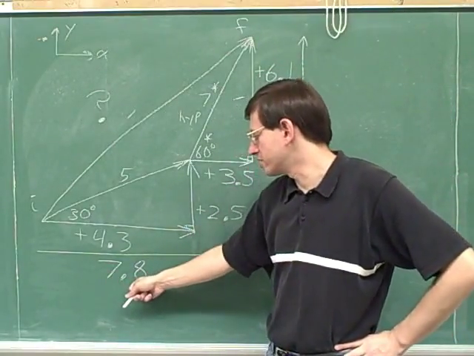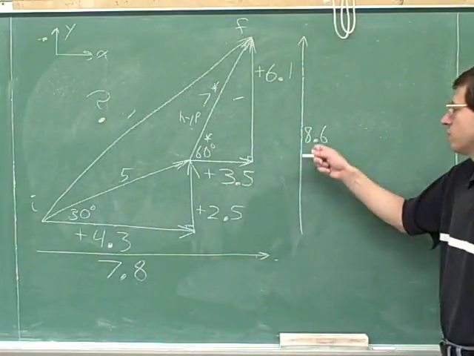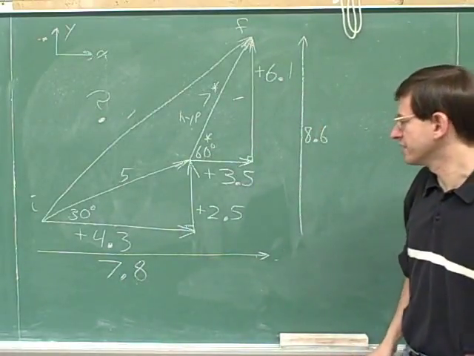Horizontally, we're 7.8 meters to the right of where we started. And vertically, we're 8.6 meters above where we started.